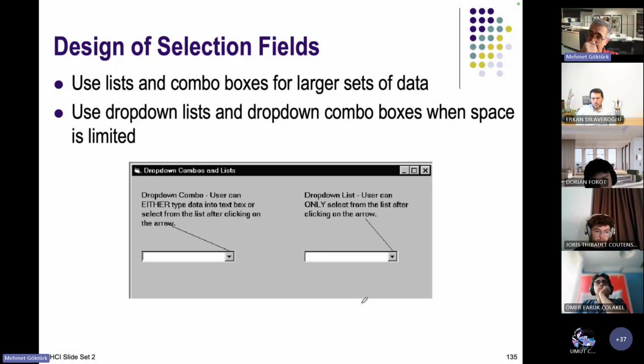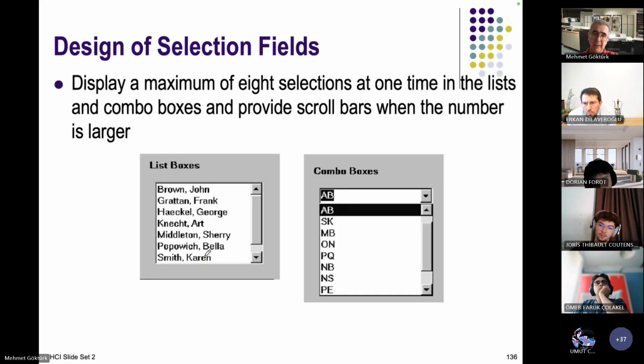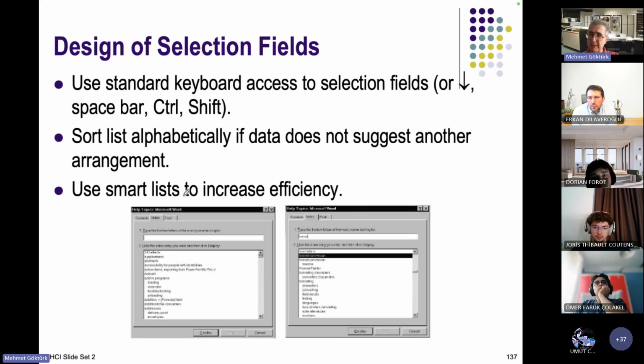Again, drop-down combo: you can type and you can select together. Again, visible combo: you can type and some of the options are visible. Smart lists.